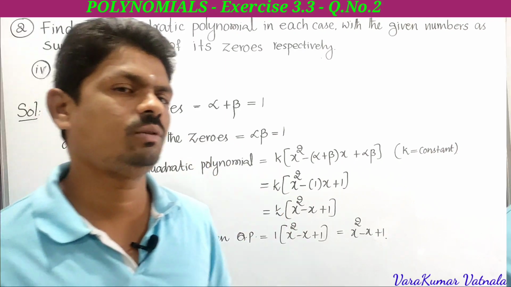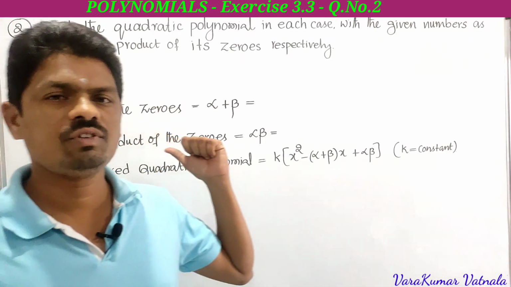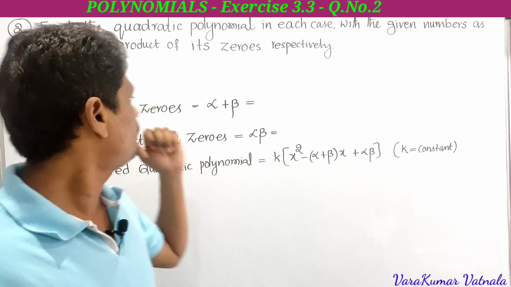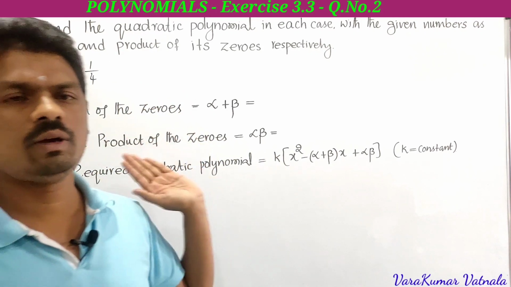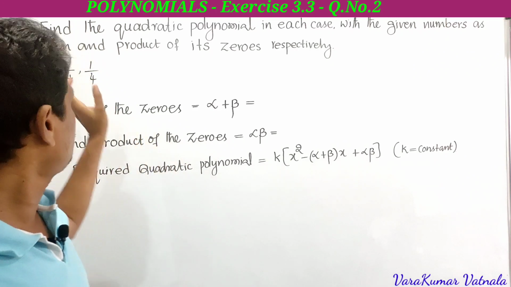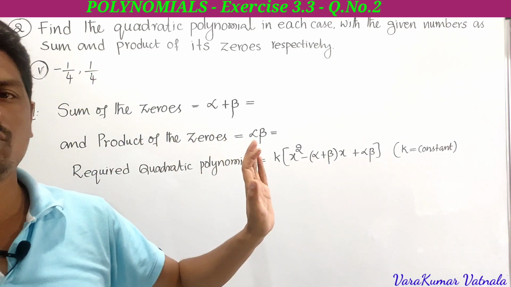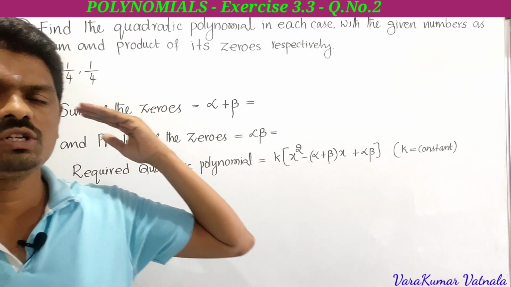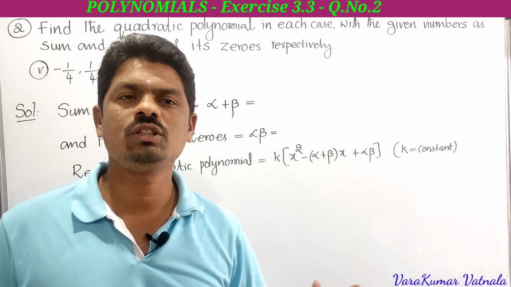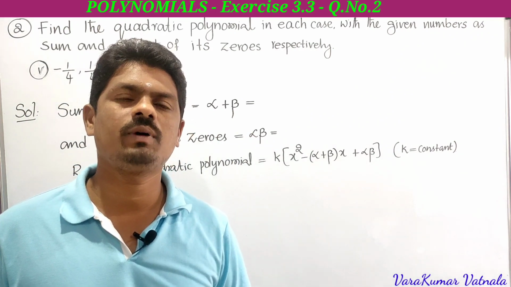Next we have to solve the fifth bit. This is the fifth bit in the second problem. Minus 1 by 4 comma 1 by 4 is given. Sum of the zeros is minus 1 by 4 and the product of the zeros is 1 by 4. So using these two we have to find the quadratic polynomial.